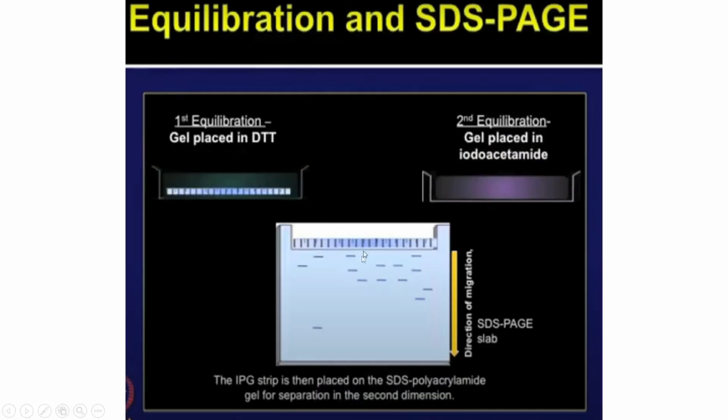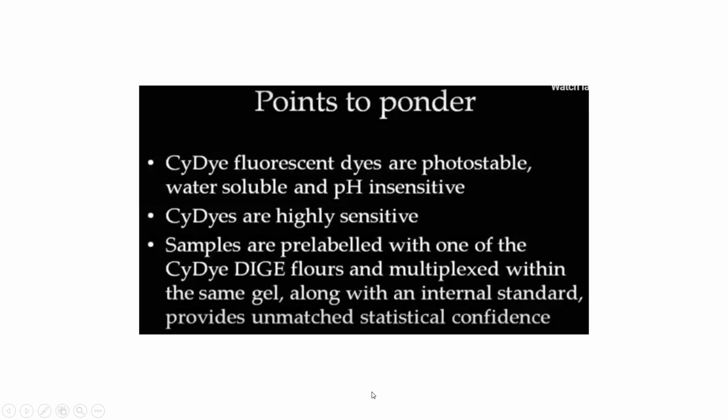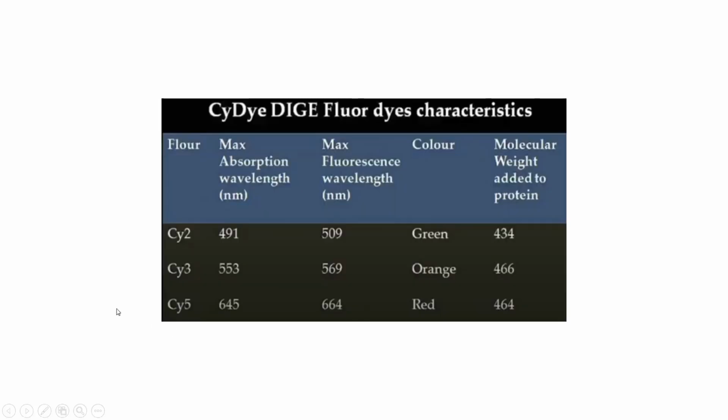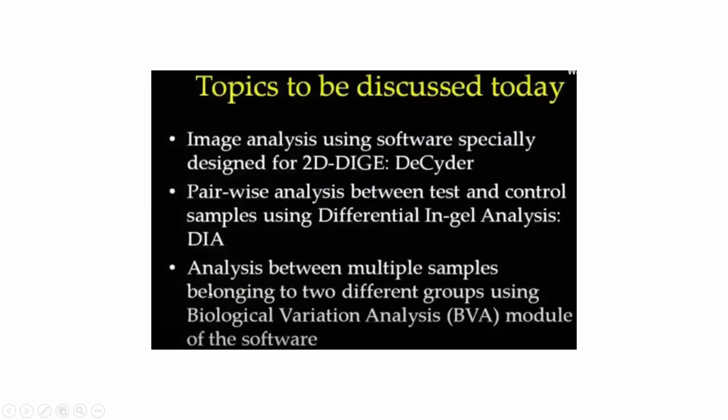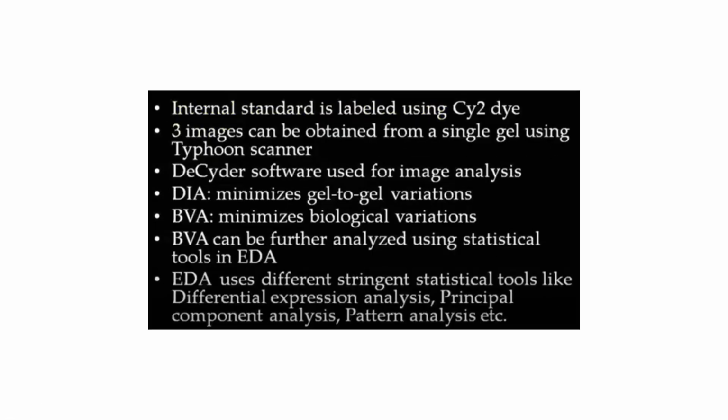So once you run that, then you will do the two-dimensional electrophoresis. So this is what the excitation emission wavelength is, and that's how they look: green, orange, and red. By using an internal standard, it minimizes gel-to-gel variation and biological variation. It can be further analyzed using statistical tools because you have the internal standard as well.